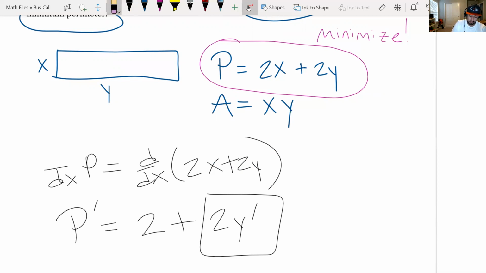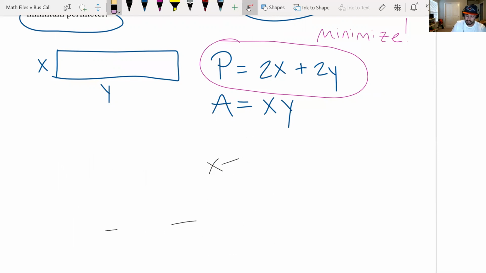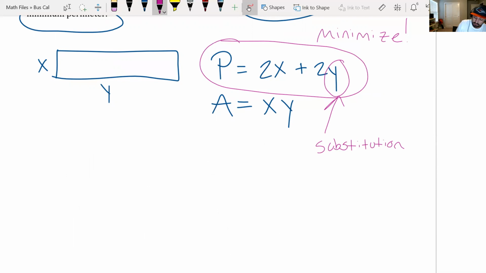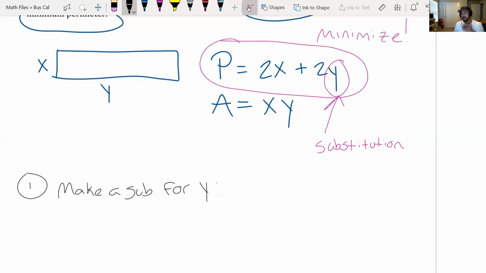In order to avoid a y prime, something we don't need, we have to make a substitution. This means we have to make a substitution for y. So this is going to be our first step. Step 1: make a substitution for y.